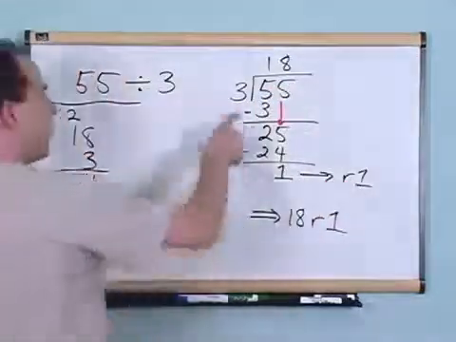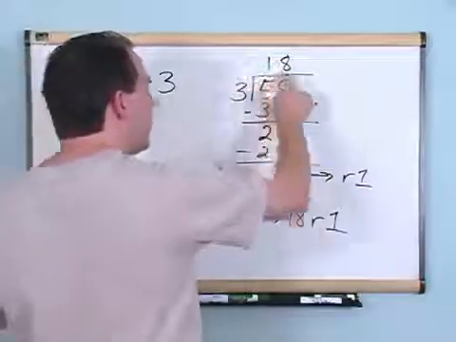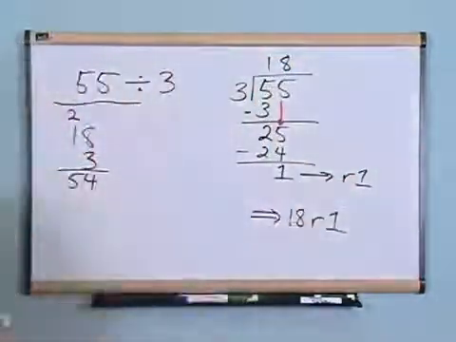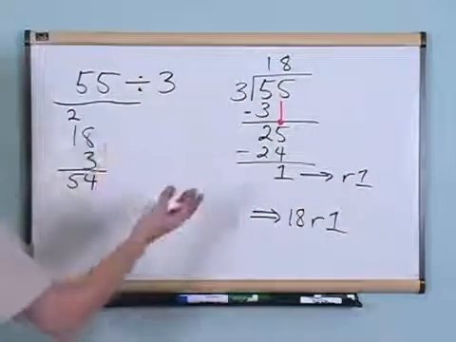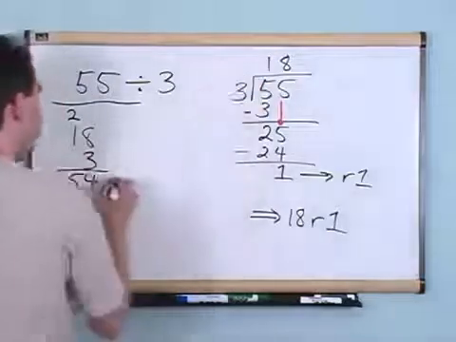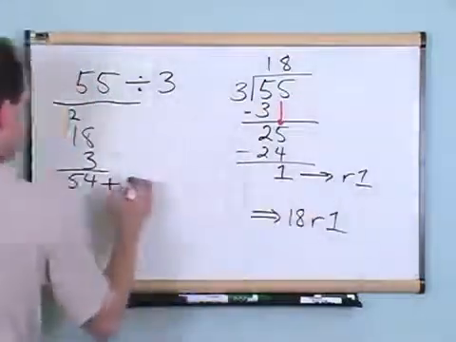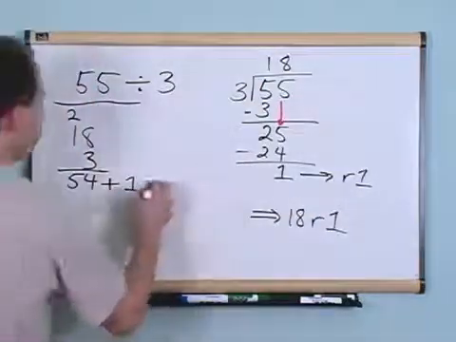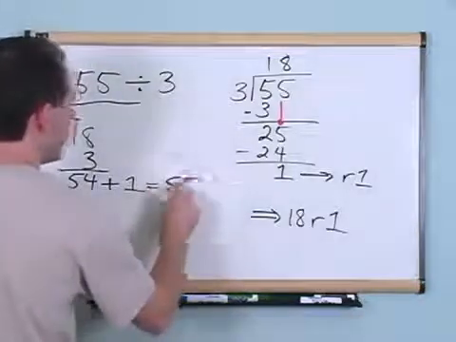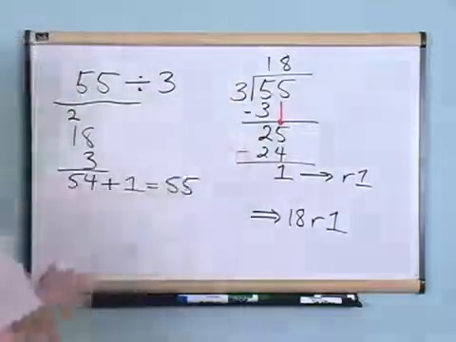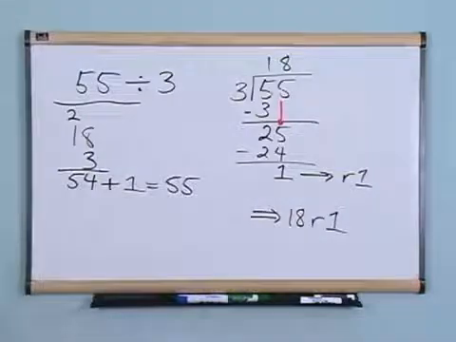That means that 3 could go into 55 18 times, but there was 1 left over. Okay? So when you check the problem, you have to multiply this and you have to add the remainder back in because that was left over. And that gives you the 55, which agrees with what you had to begin with.